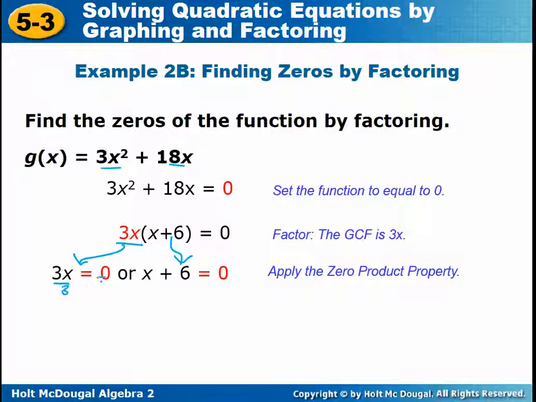So we write two separate equations and solve them both for 0. Well, if you divide 0 by 3, you get 0. So this is x equals 0, and this would be x equals negative 6. So we still get two zeros. One would be 0, and one would be negative 6.